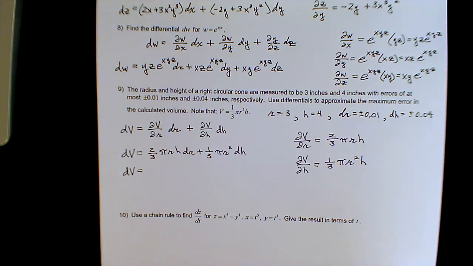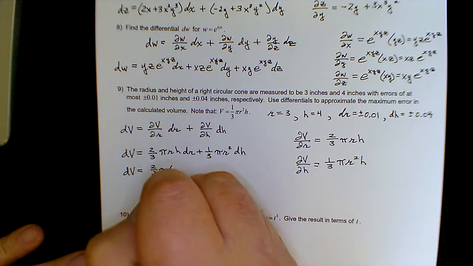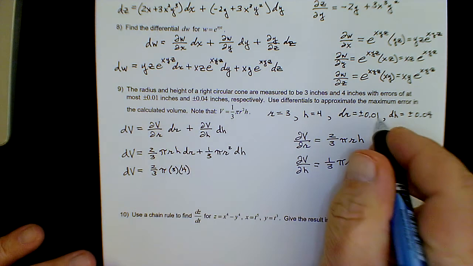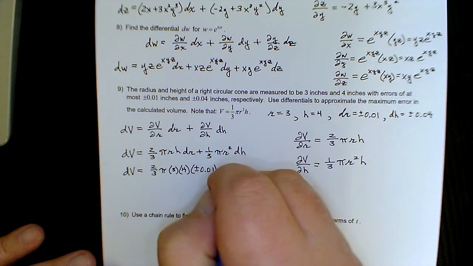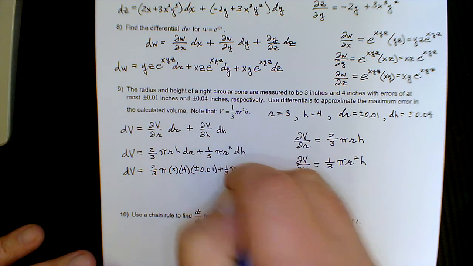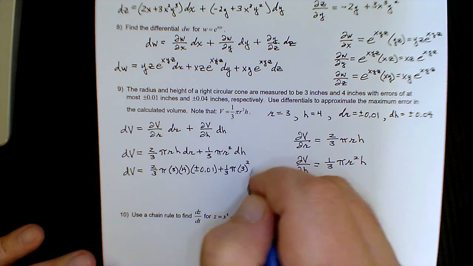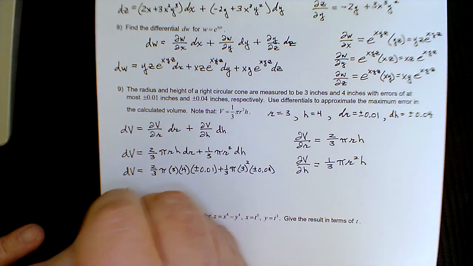And then from here we'll just simply plug in the given values. So we'll leave the 2/3 and the pi. R was 3, H was 4, dr was plus or minus 0.01, and then plus 1/3 pi. R was 3, it has to be squared, and then times dH, which was plus or minus 0.04.